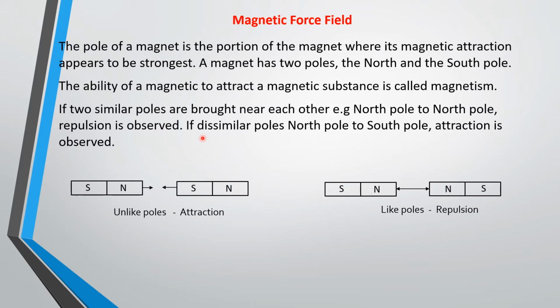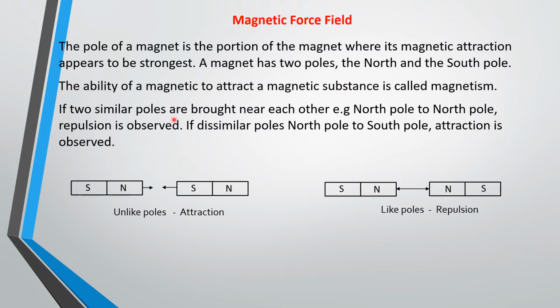Magnetic field. We know what a magnet is, right? And in our everyday life, we may have come across a bar magnet. So we know that a magnet will attract any metallic body or any metallic object. Okay, so the pull of a magnet is the portion of the magnet where its magnetic attraction appears to be strongest. So a magnet has two poles. A magnet normally has a north and a south pole.